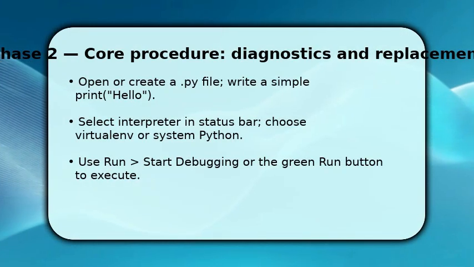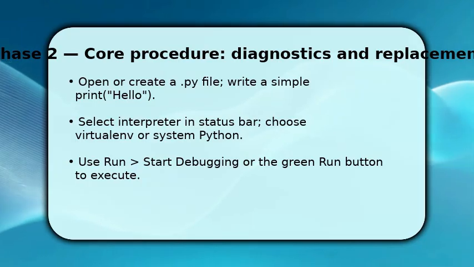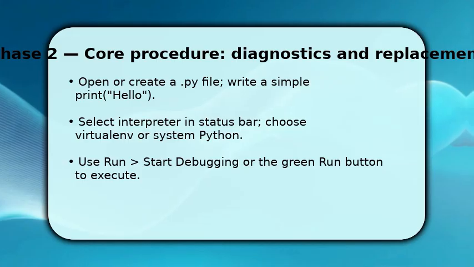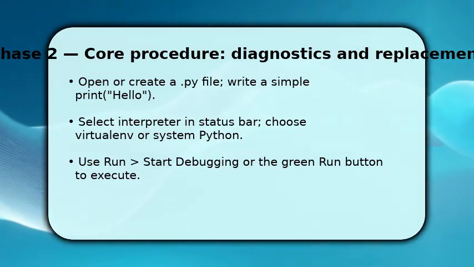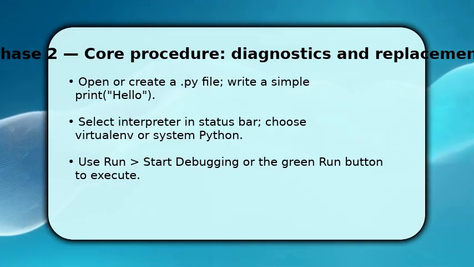You now create or open a .py file and write a simple script, for example print("hello"); this verifies everything. Then, click the interpreter in the status bar and select either a virtual environment or the global Python. Virtualenv isolates dependencies. Once chosen, use the green Run button or Run > Start Debugging to execute. The terminal will show output.